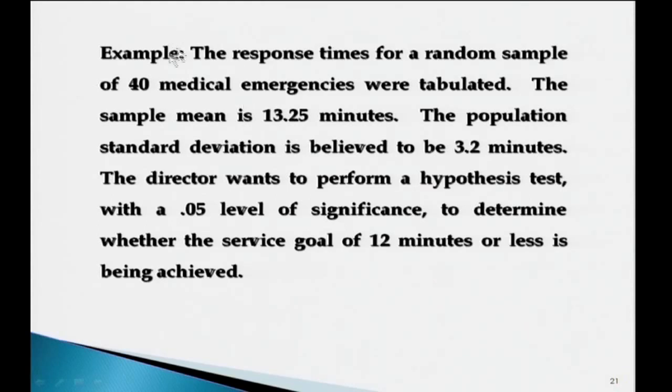Whenever any medical emergency is noted, they have a service goal to serve that medical emergency within 12 minutes. When the director has taken data of 40 such medical emergencies, the sample mean comes out to be 13.25 minutes. So, he would like to see whether this represents 12 minutes or less being achieved or not, and population variability is given to be 3.2 minutes. I hope this is clear.